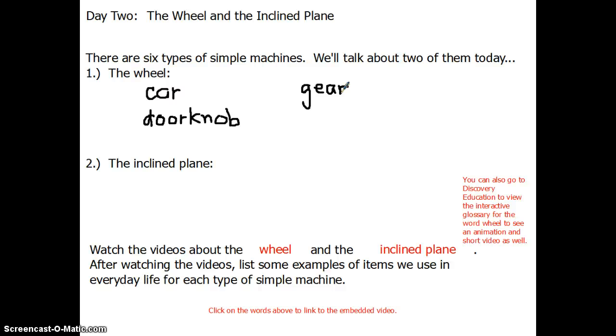Something I was thinking about is a manual can opener. The can openers that we use with our hands, not the automatic ones, have a blade that cuts open the can of food, and that blade turns over the top of the can in order to open it. So the part that turns is actually the blade, but it's in the shape of a wheel, so it has a wheel and axle as well.